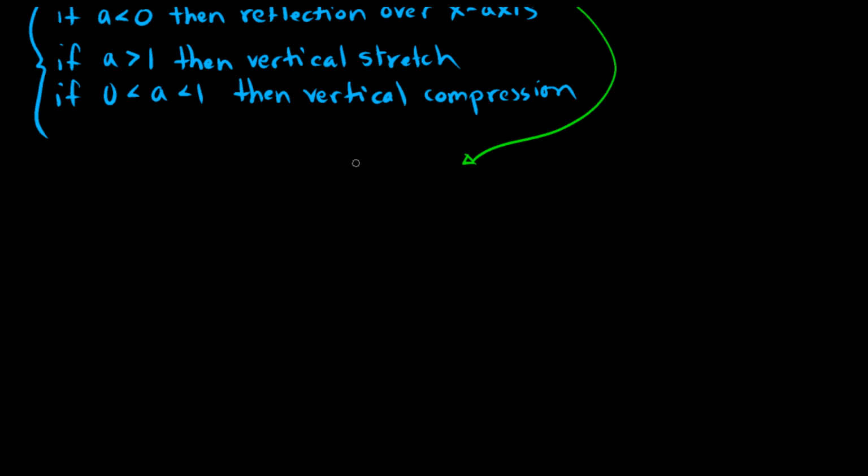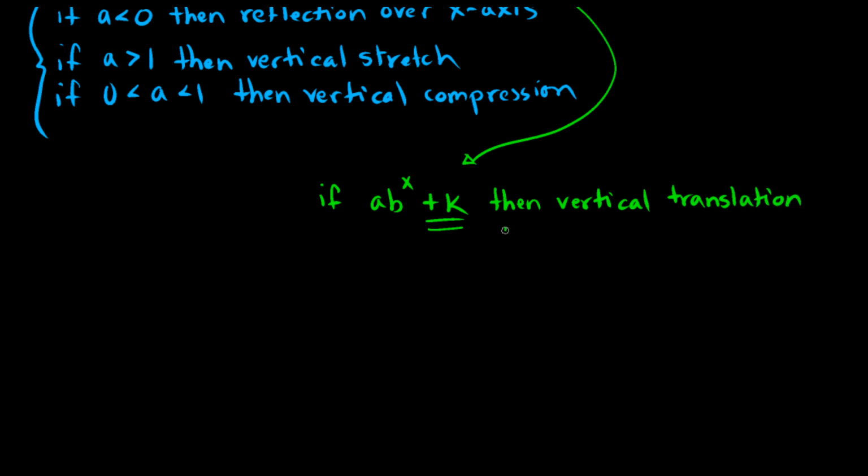So for k, if you see a plus k at the very end, then there's a vertical translation up k units.